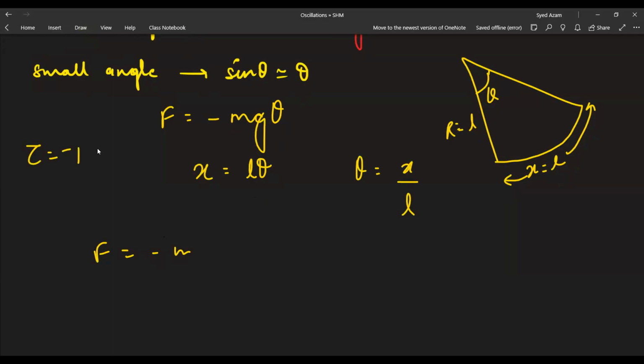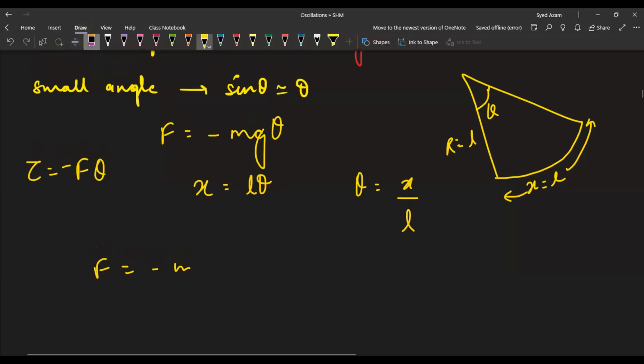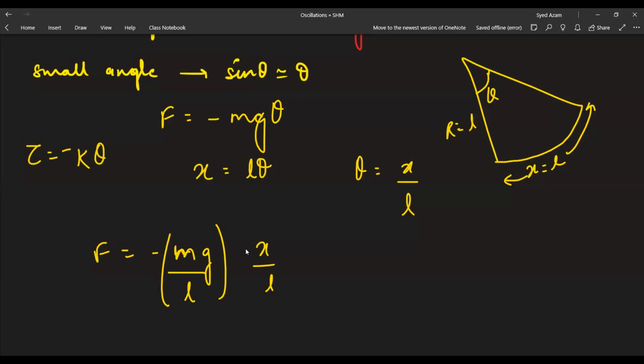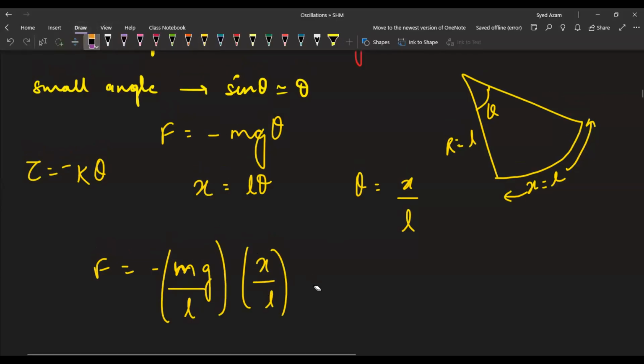Torque is minus k theta. So torque is basically minus k theta. This is actually your rotating force only, torque, because we're talking about the angular displacement. I've just written it as the force so that you are able to relate it. So minus mg by L, theta is x by L, right? Mg by L and theta is x by L. L I have already written, so this will be mg into.